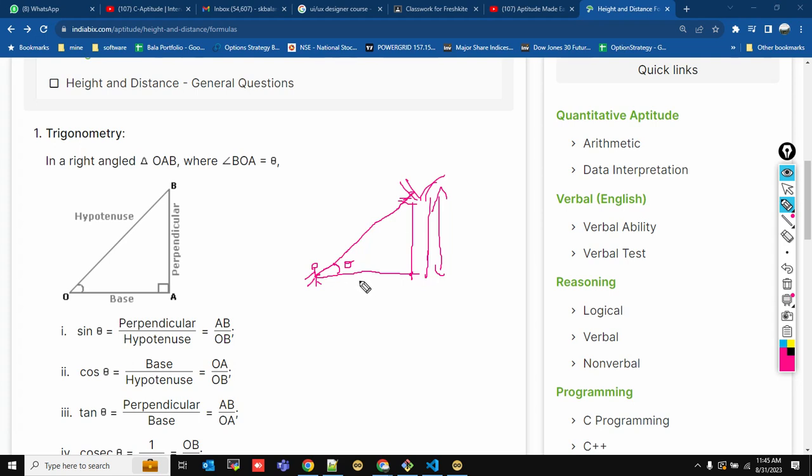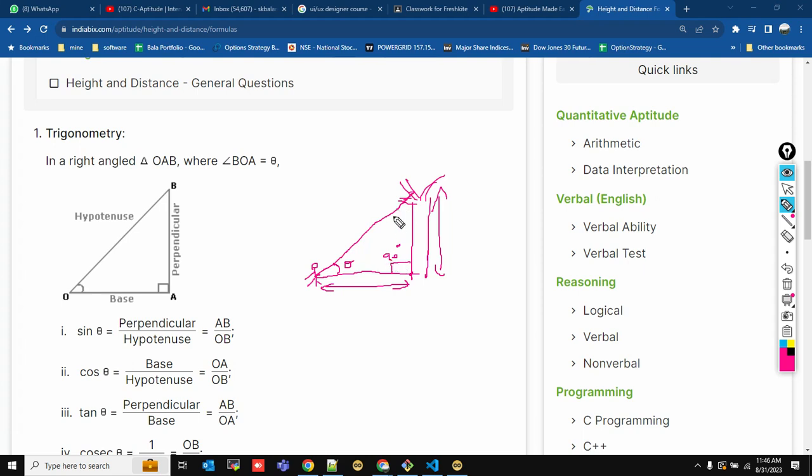So if you know this length and if you know this angle, you can calculate the other sides of a triangle. If you see that this triangle is formed, this angle will be 90 degree, right? The coconut is standing straight, right? So this angle is 90 degree. So this is a right angle triangle. A triangle with one angle 90 degree is a right angle triangle.